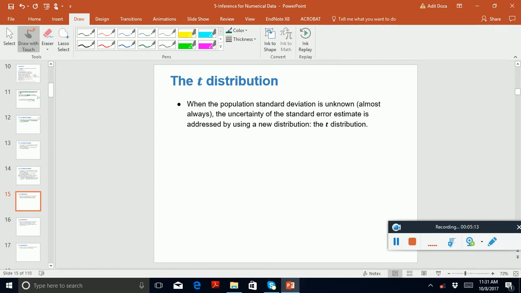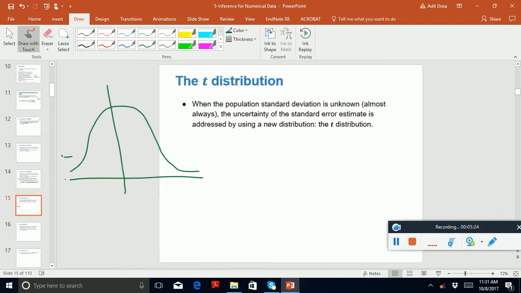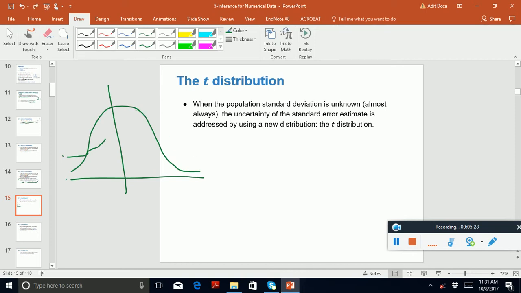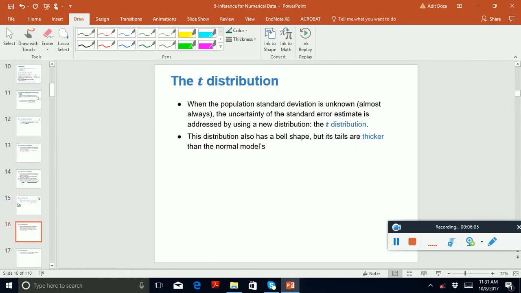In the last class we also talked about the t distribution, right? If you recall, let's say this is a standard normal. The t distribution has fatter tails, roughly, so its tails are fatter than a normal distribution. When the population standard deviation is unknown, the uncertainty of the standard error estimate is addressed by using a new distribution. We use the t distribution when we don't know the population standard deviation.